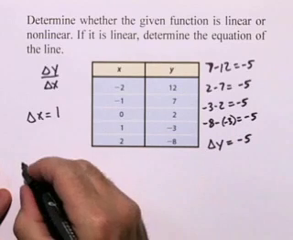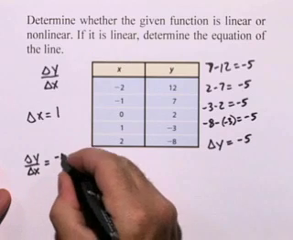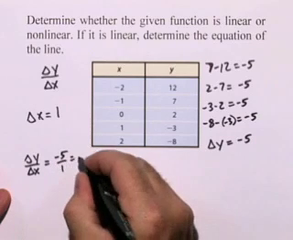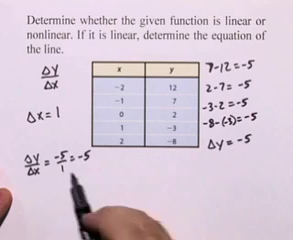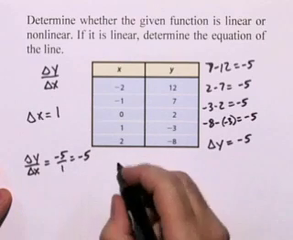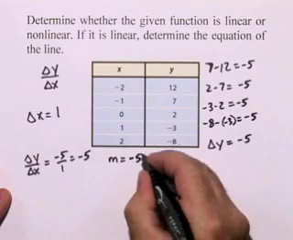So our average rate of change, delta y over delta x, is equal to negative 5 over 1, which is just negative 5. Now with the linear function, this average rate of change is our slope. So our slope, m, is equal to negative 5.